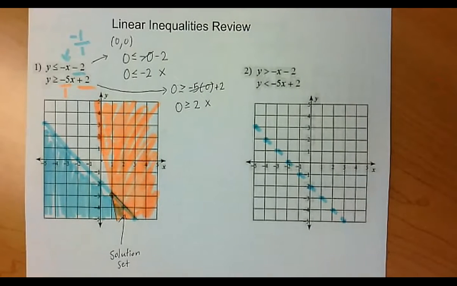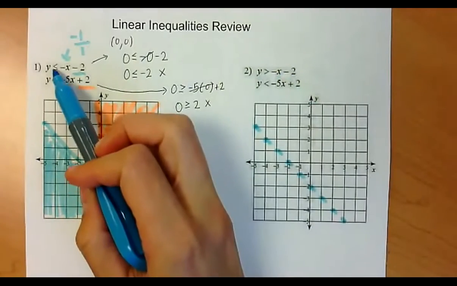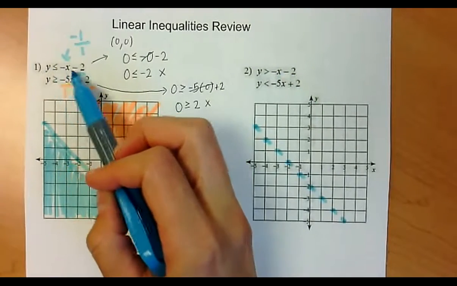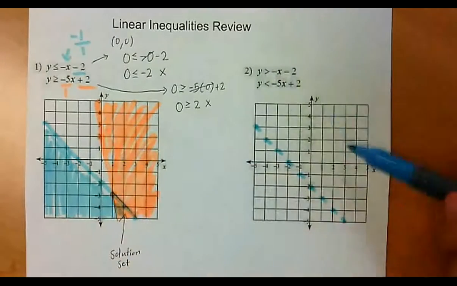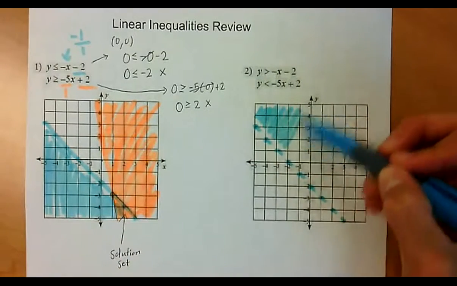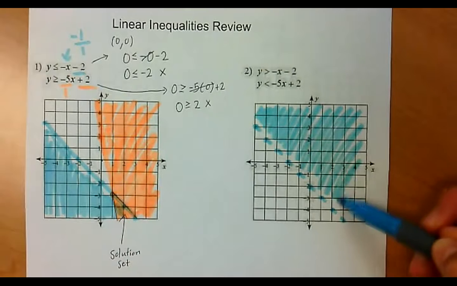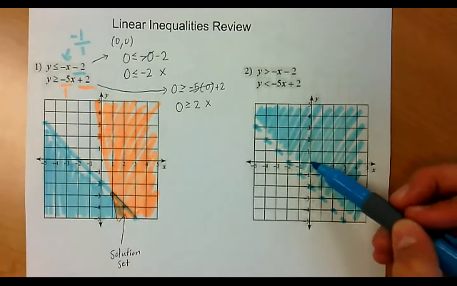So, almost forgot to shade. So we have to shade as well. So here it was y is less than or equal to this. Now we have y is greater than, so we're actually going to shade the opposite side that we did in the last problem. So that means the origin is in the solution set this time.